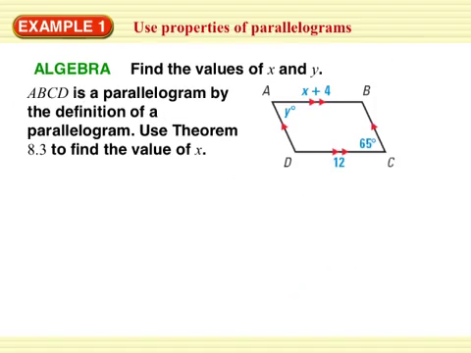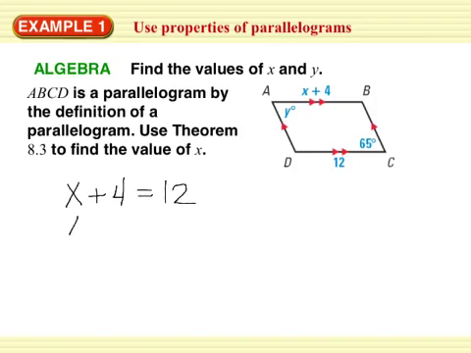First example. Find the values of x and y. ABCD is a parallelogram by definition of a parallelogram. Use theorem 8.3 to find the value of x. So theorem 8.3 says if it's a parallelogram, then the opposite sides are congruent. These two are congruent, and then these two angles are congruent. So we're just going to set them equal to each other.